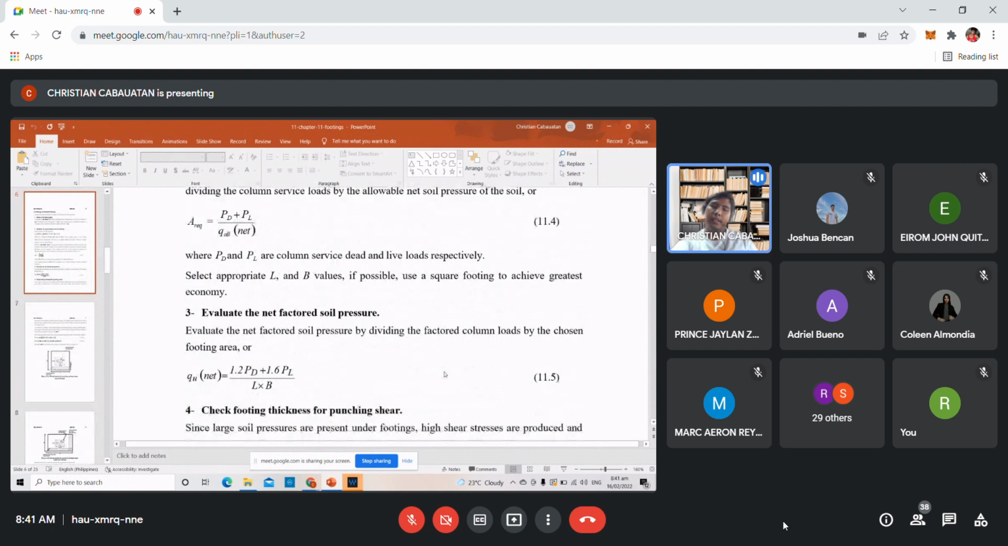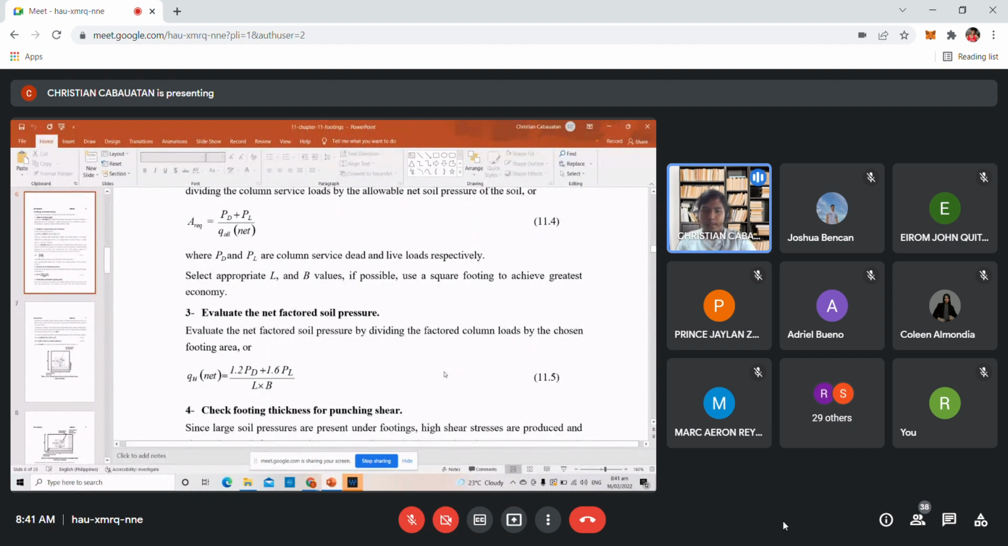No? The third one is to evaluate the net factored soil pressure. Ayan na, si 1.2, 1.6, yan yung binabanggit ko kanina with respect to the dead loads and live loads. QU is equal to 1.2 PD plus 1.6 PL over L times B, or for square, it would be B squared.